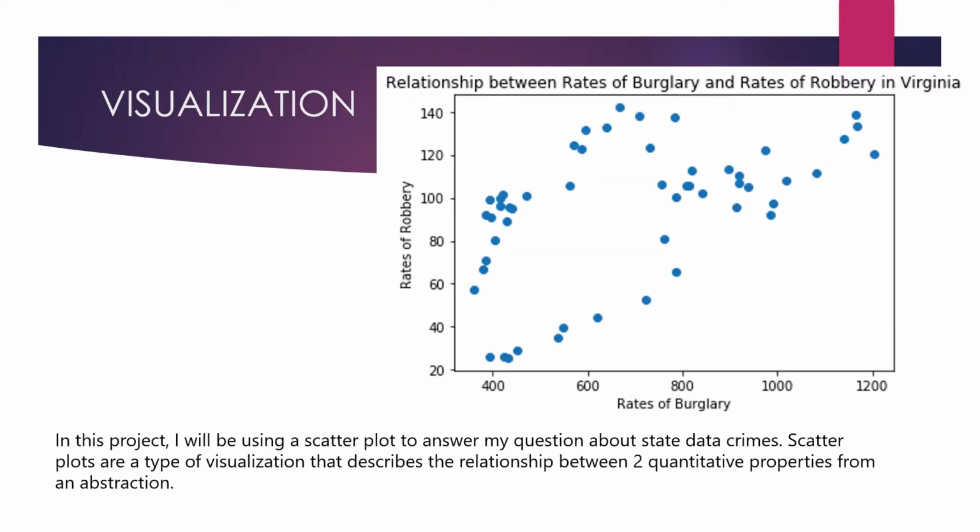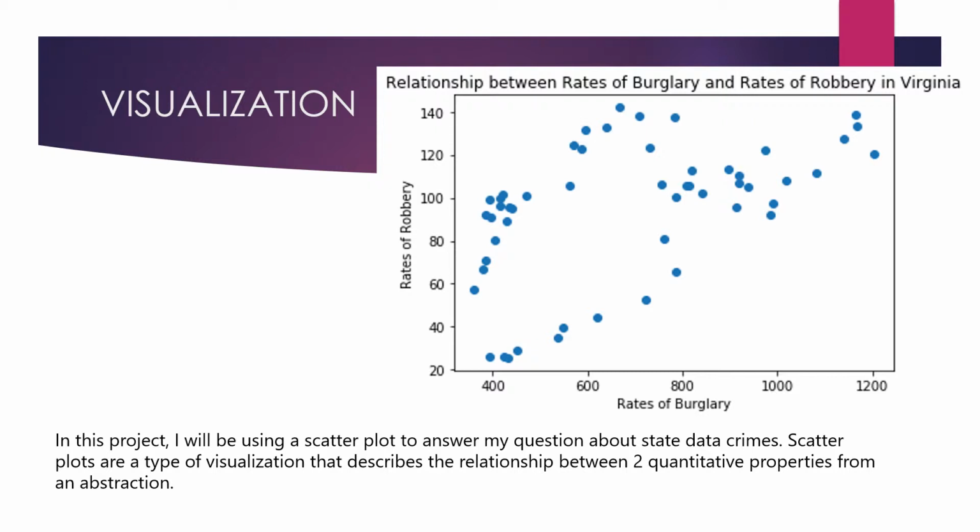In this project, I'm going to be using a scatter plot to answer this question about state crime data. Scatter plots are a type of visualization that describes a relationship between two quantitative properties of an abstraction. In this scatter plot, we're going to be dealing with the rates of robbery and the rates of burglary.